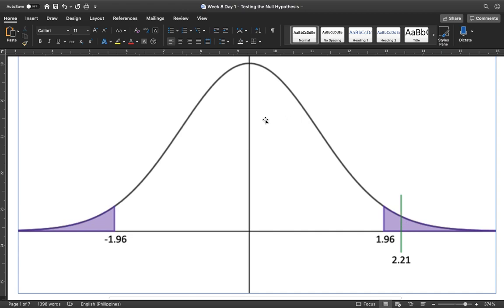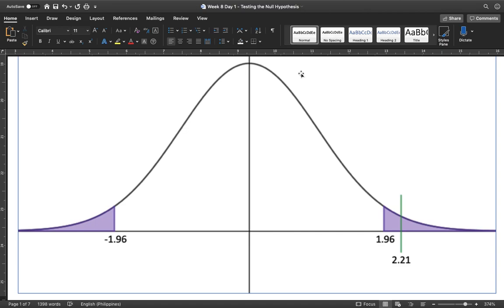Itong shaded region na to, ang tawag natin dyan ay rejection region. So, yan yung outlier part. At ang nade-determine na outlier part natin is yung critical value. Kapag yung test value natin nandito sa rejection region, we will reject the null hypothesis. Pero kapag nandito sa gitna, it's not in the rejection region, then we fail to reject the null hypothesis. So, ganun ang ruling natin sa null hypothesis, it's either we reject it or we fail to reject.